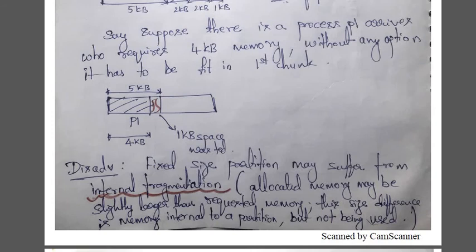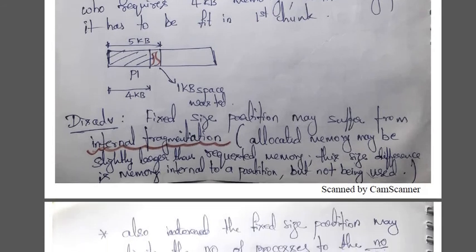So the memory that gets wasted within a chunk or within the block is called internal fragmentation, because this constitutes the first block. In the first block you cannot accommodate the next process. Even though it's free there, we could not accommodate the next process in that chunk. So that is internal fragmentation, meaning the memory space that gets wasted within a block. This fixed-size partition may suffer from internal fragmentation.